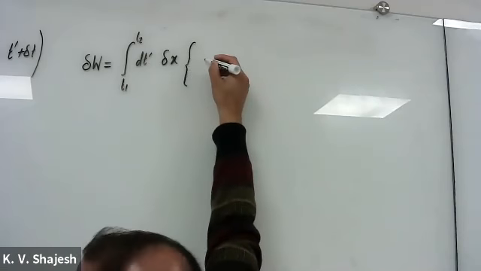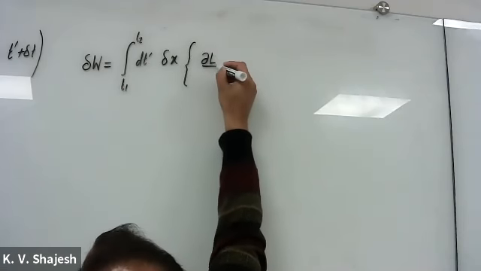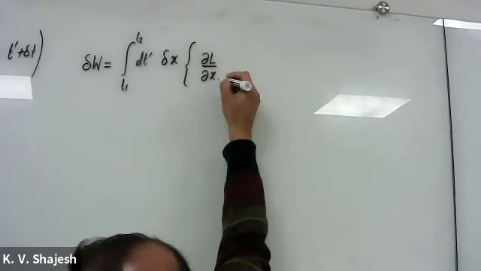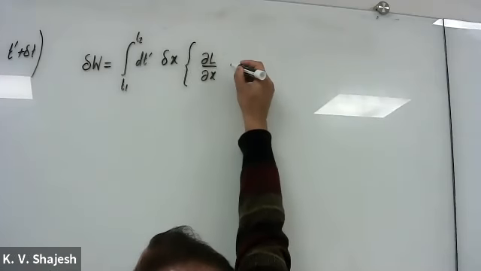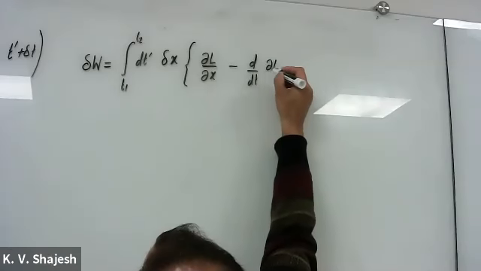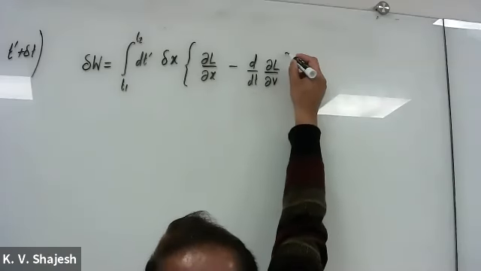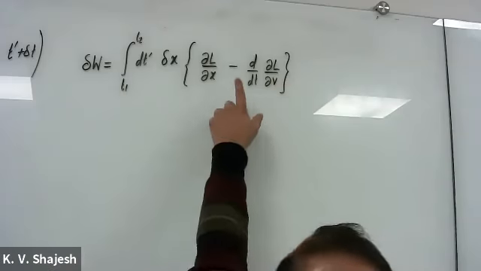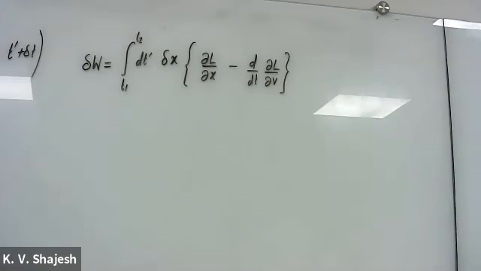So this is ∂L/∂x minus d/dt of ∂L/∂v. That should ring a bell, right? That's your usual Euler-Lagrange equation, what you would have captured if there was no time dependence in the problem. But there is much more to it than that.